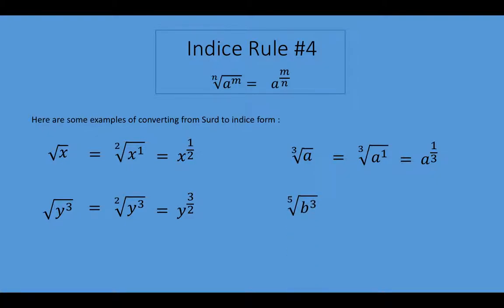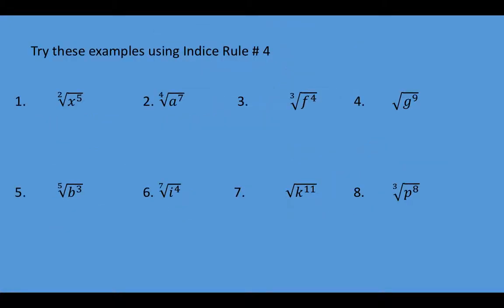And in this one here, we have a 5 in front of the root sign, so that's the fifth root of b cubed. So this time the number that has to be in the denominator has to be the 5, so we'd end up with b to the power of 3/5. It's a fairly straightforward rule to follow, so what we'd like to try now is pause the tape and try these examples for yourself.